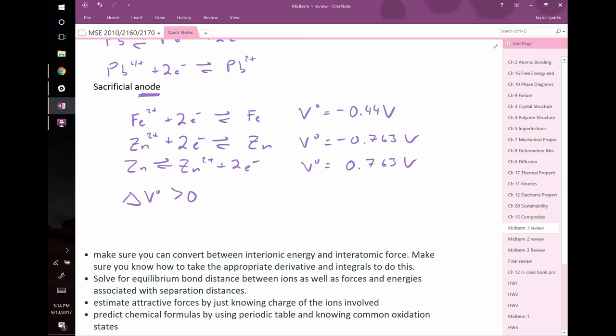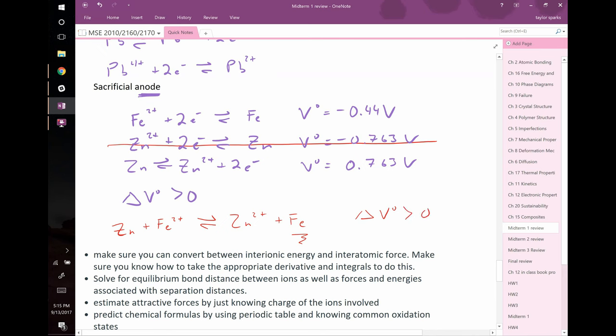Yeah? So I thought it was smaller or more negative. As you write it, the way that we wrote this, remember, we wrote zinc twice because we first wrote it as a reduction, then we wanted it to be oxidized, so we flipped it. Now when I add these two things together, we end up with zinc metal combining with iron ions to form zinc ions plus iron metal, right? That's the reaction we want. Since that's the reaction we want as it's written, when we add these up, if our delta V naught is greater than zero, then you've done it right.